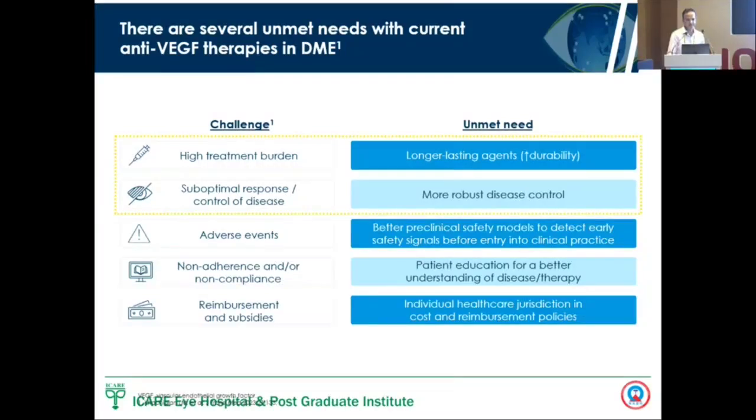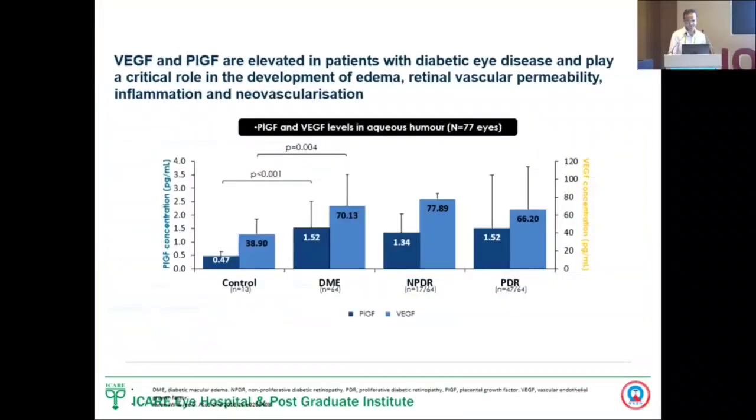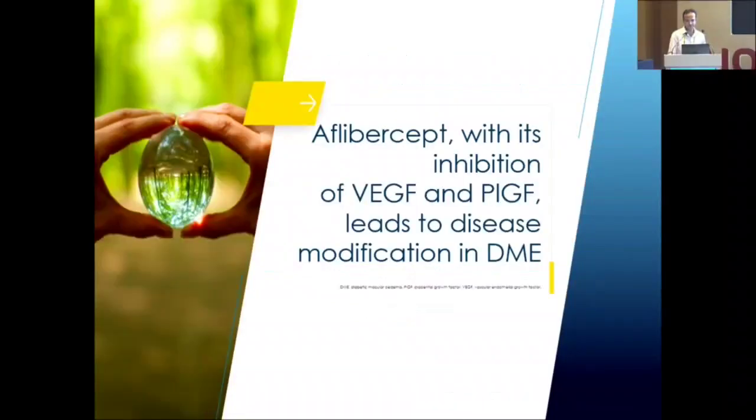So there are several unmet needs with current anti-VEGF therapy in DME. There are long-lasting agents; we need some durability. Definitely better clinical safety models to detect early safety signals before entry into clinical practice. And individual healthcare jurisdiction is most important in cost and reimbursement policies. So VEGF and PlGF are elevated in patients with diabetic eye disease and play a critical role in development of edema, retinal vascular permeability, inflammation, and neovascularization. And aflibercept, with its inhibition of VEGF and PlGF, leads to disease modification in DME.